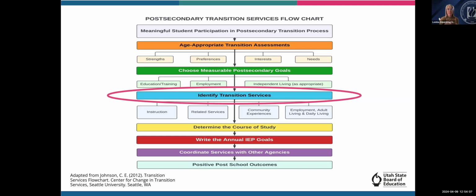Now, once we have written those measurable and quality post-secondary goals for the student, we get to really talk about, all right, now that we know the post-secondary goal and some of the needs through assessments, what do the student's individualized transition services look like? I always like to call this the meat and potatoes of the transition plan, because to me, this is the good stuff. These are the transition services that we're really going to provide the students.